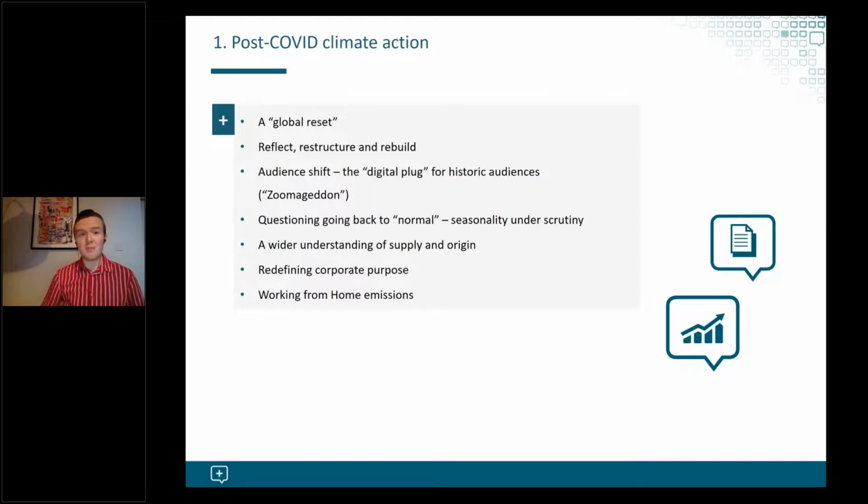First and foremost, COVID. So from a sustainability reporting perspective, it's really now that organizations are starting to think about how to communicate the impacts of 2020 within their sustainability reports. And that's both with a materiality lens in terms of topics, but also from a practical data perspective as well, and how do they actually collect data and information. So trends-wise, I don't need to tell you, but COVID's been something of a global reset in terms of reporting. We've got trends around companies reflecting, restructuring, rebuilding, and then even looking at a wider understanding of supply and origin, redefining corporate purpose, and then more specifically things like working from home emissions. So it's really driving a lot of the sustainability agenda in terms of the kind of content of reporting at the moment.